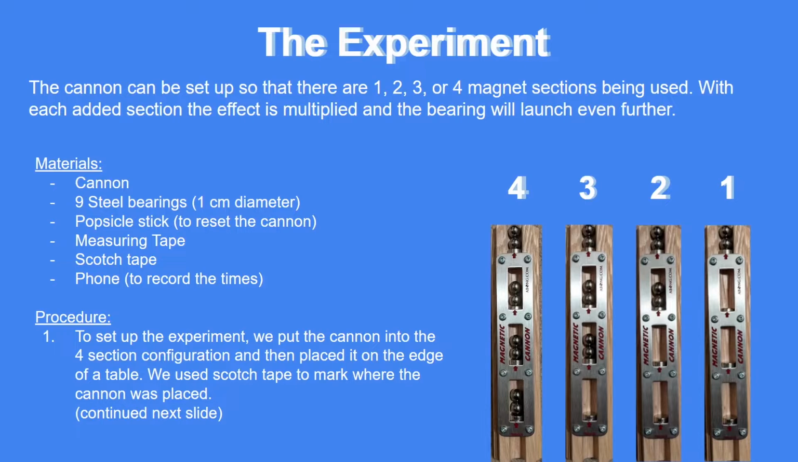To set up the experiment, we put the cannon into the 4-section configuration first, and then we placed it on the edge of a table. We used Scotch tape just to mark where it was so that we'd know for the next trials and be able to put it in the same place.